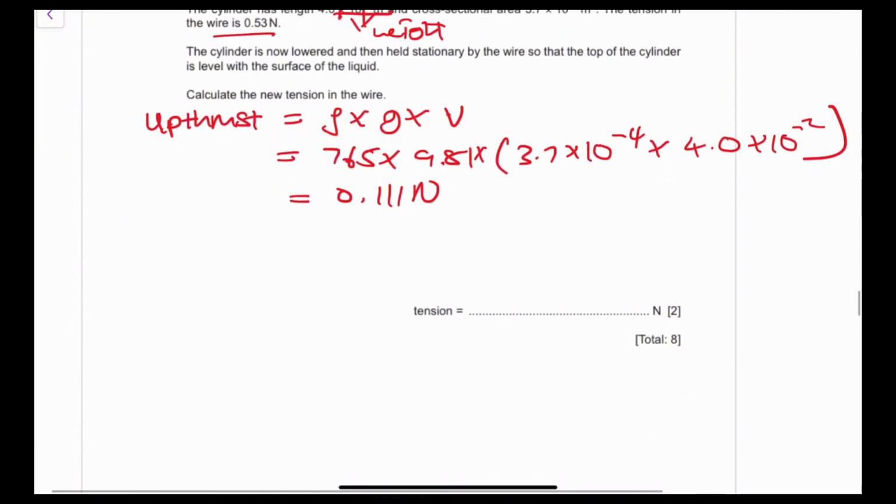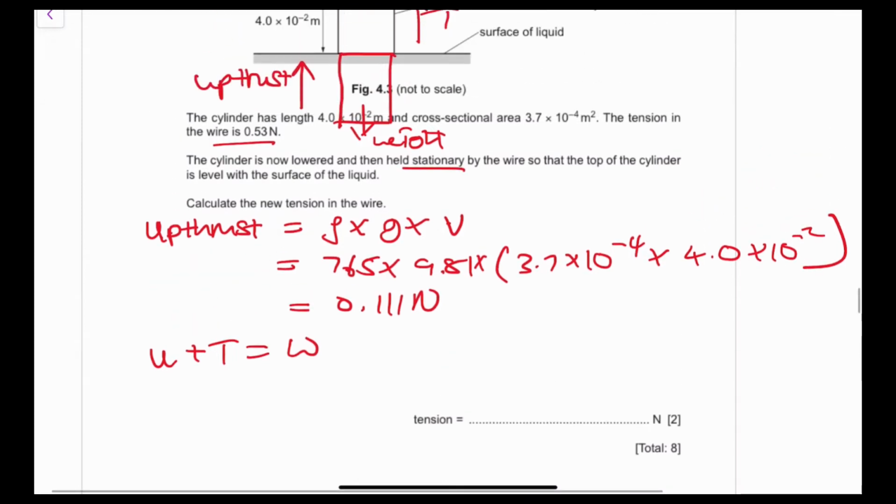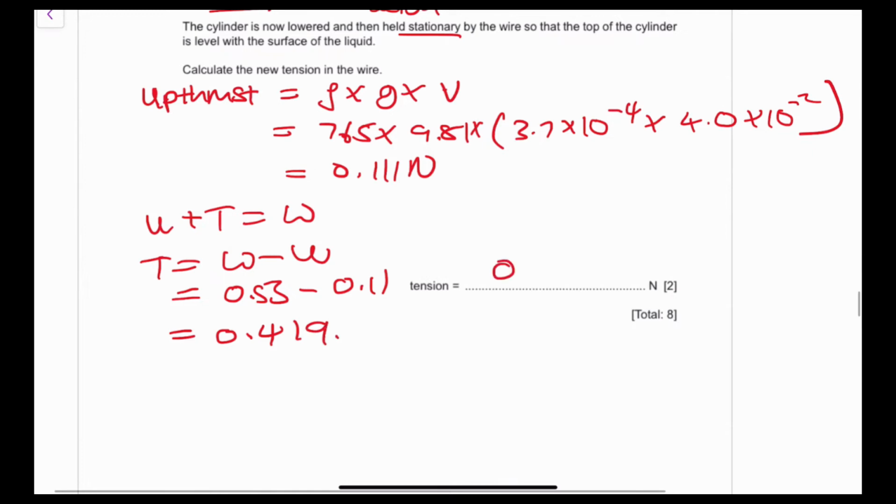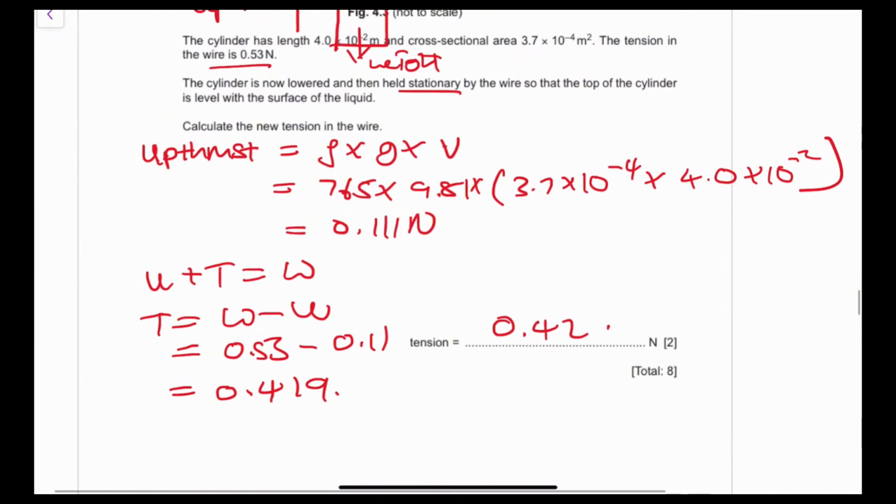But remember, like I've said, the upthrust and tension are all fighting against the weight. For stationary, it means there's no resultant force. So the value of our new tension will be equivalent to the weight minus the upthrust, right? So it's 0.53 minus 0.11. That gives you a total of 0.419, which is 0.42. They're looking for this formula and your final answer, where you subtract these two and get what you want, right?